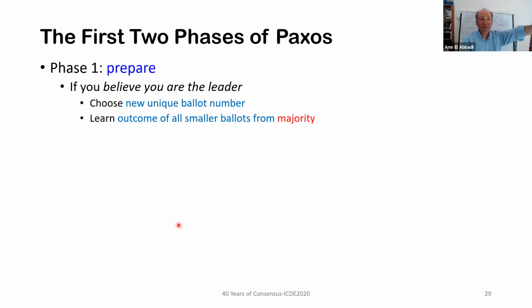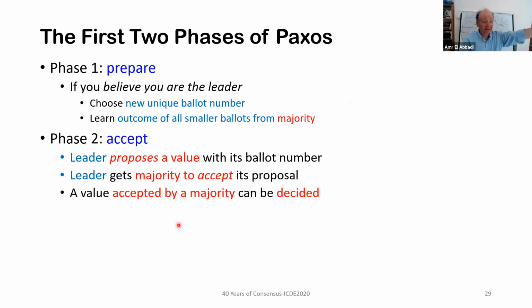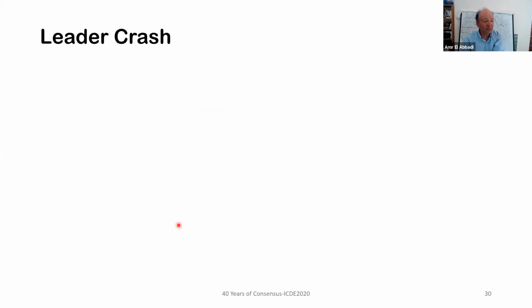Paxos has two phases, as I alluded to. First, you have a prepare phase to get yourself elected as a leader, and then you try to get the processes to accept your value. A critical problem is what happens if the leader fails. If the leader doesn't fail, it's really a simple problem. The problem is if the leader fails.